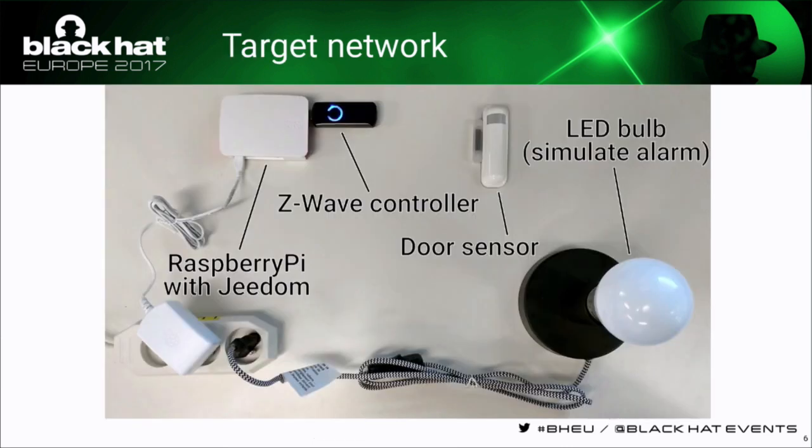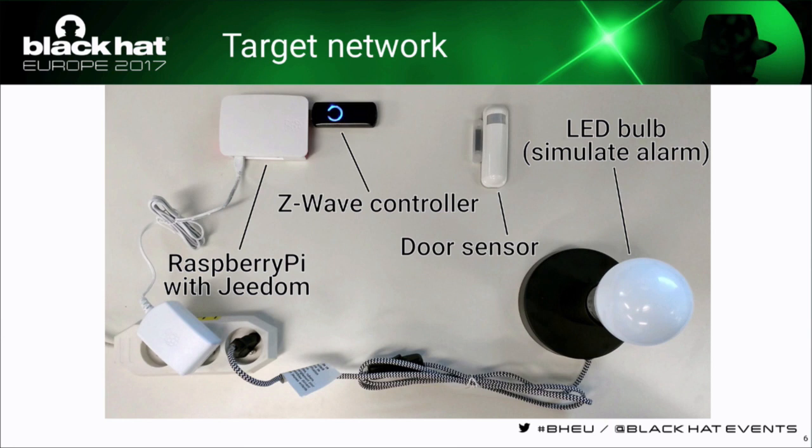Here I have a picture in case you don't see clearly. Here I have the network I will try to attack later. I have a Raspberry Pi with a controller on it, and the Raspberry Pi has a home automation software running. I have a door sensor, which is typically placed on the top of the door to detect if it's open or not. And I have a LED bulb to simulate an alarm. I think that if I took 130 decibels, you would have just left. So the LED bulb simulates an alarm: blinking, it rings; not blinking, no alarm.